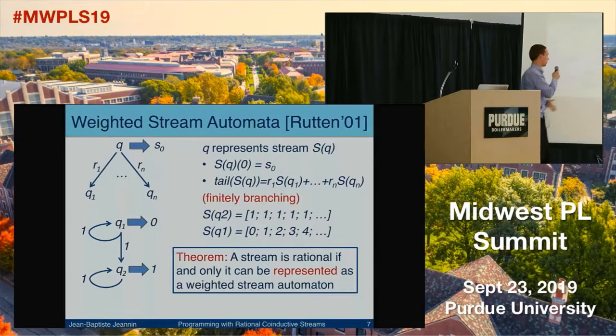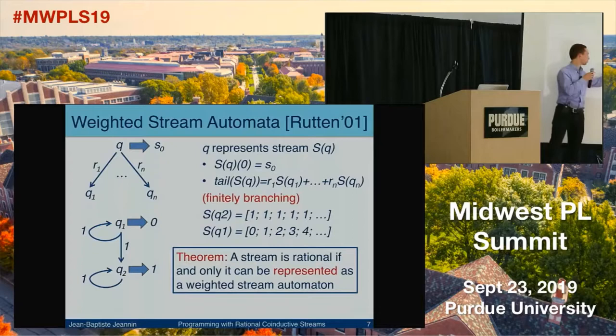Okay. And for example, here's an example of a weighted stream automaton. If we look at the stream represented by the state Q2, it says, well, my first element is 1, and my tail is exactly the stream Q2. So the second element is going to be 1. The third element is exactly Q2. So Q2 is really 1, 1, 1, 1, 1, 1, 1. It's the stream of 1s, which happens to be regular, but it's also rational.